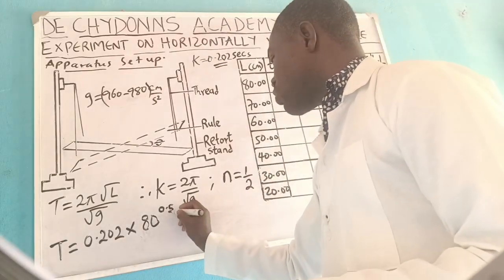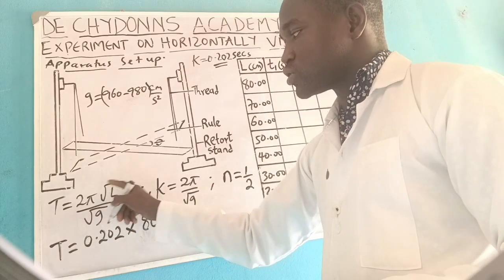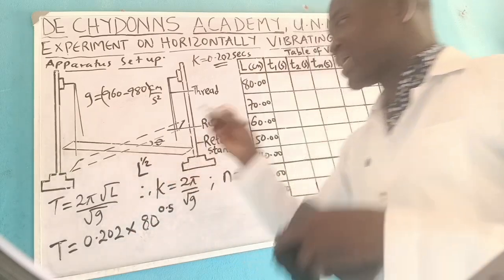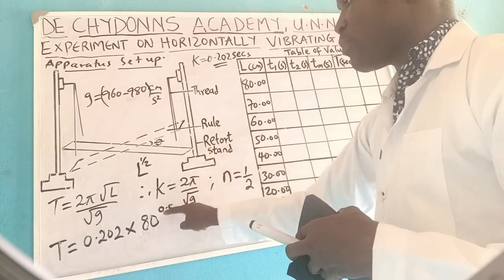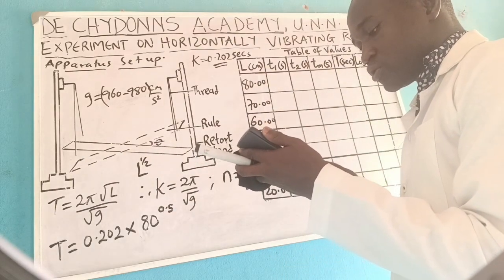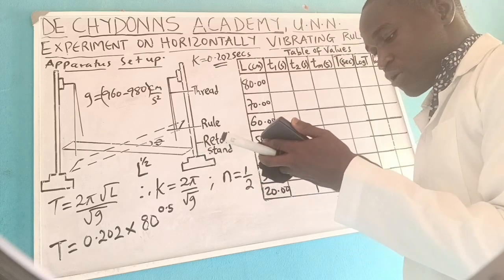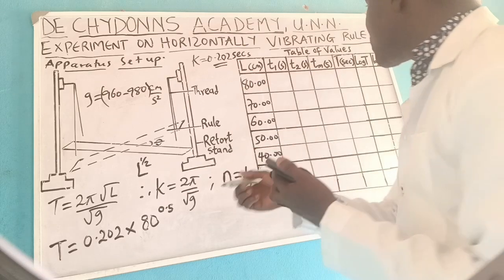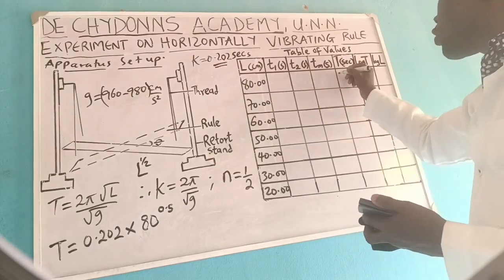0.5 means 1 over 2. That is the power. That is where we got it from, the square root. This square root sign means raised to the power of 1 over 2. That is what we are saying, 1 over 2, which is 0.5. So I will be pressing my calculator: 0.202 times 80 raised to the power of 0.5. That will give me 1.81. I'll write it under the capital T.